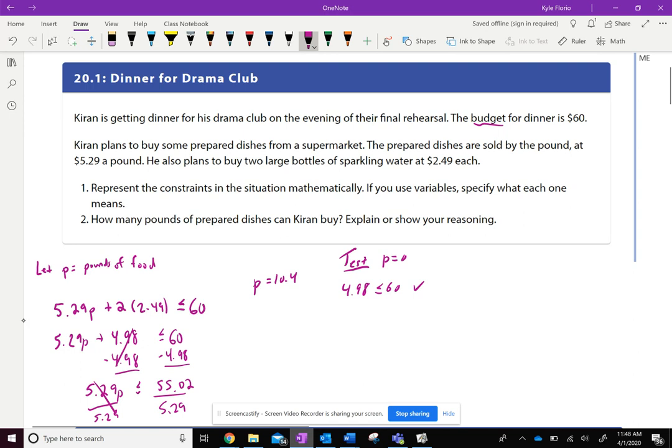So if 10.4 is our starting point, 0 we said works. So anything less than 10.4, anything in this direction on the number line, will work. As long as he buys less than 10.4 pounds of food, we'll be all set. And of course, it's got to be more than 0 because you can't buy less than 0. So the amount of food that he can buy is less than or equal to 10.4. But of course, it has to be greater than 0 because you can't buy a negative amount of food.